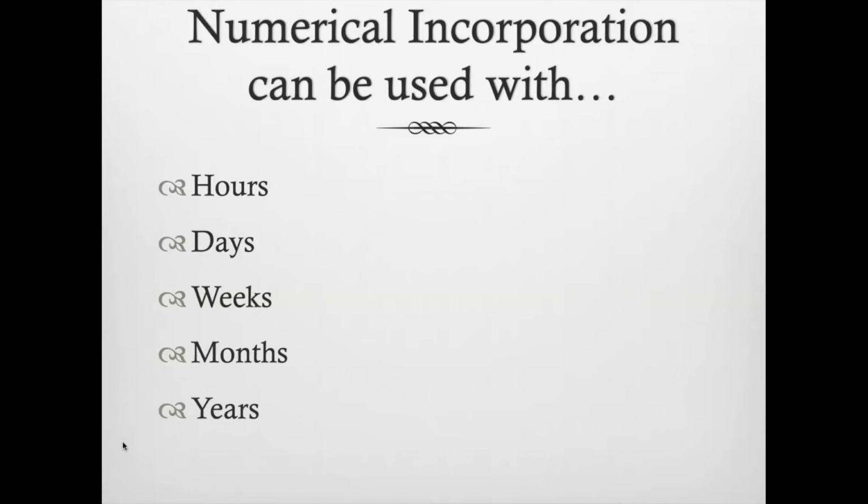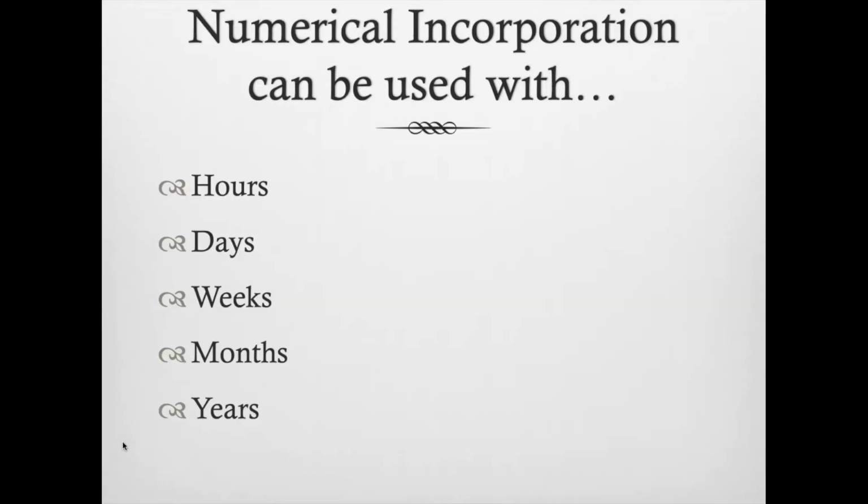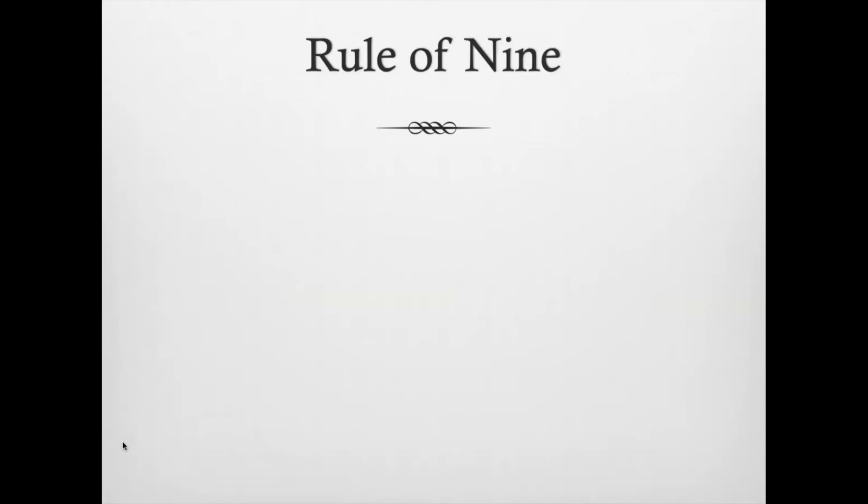But numerical incorporation can be used with all sorts of things. And as we go through and learn these things later through the year and into next year, you'll see how these work. But we can use it with hours. We can use it with days, how many days it happened, like we'll be gone 4 days. You can use it with weeks or months or even years. There's lots of other places we can use this as well, but this is just a basic list to get you started. It can also be used with money, clock time, even sports scores. All of those things can be shown using numerical incorporation.